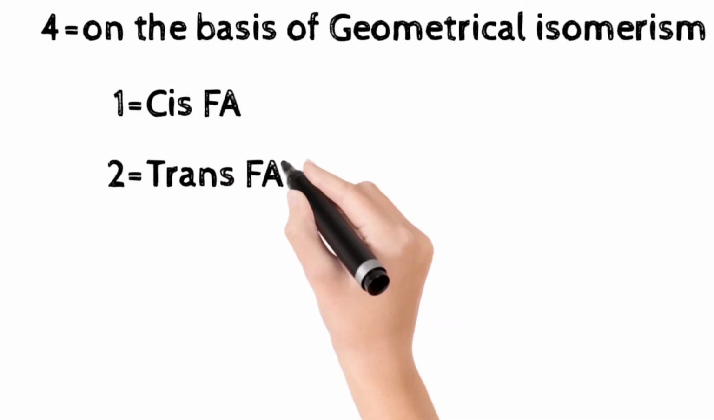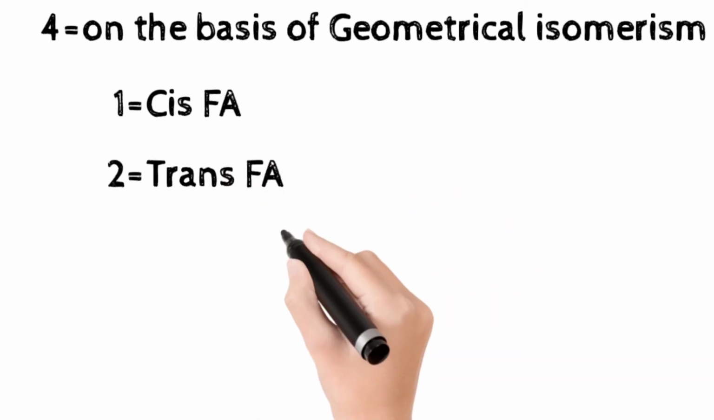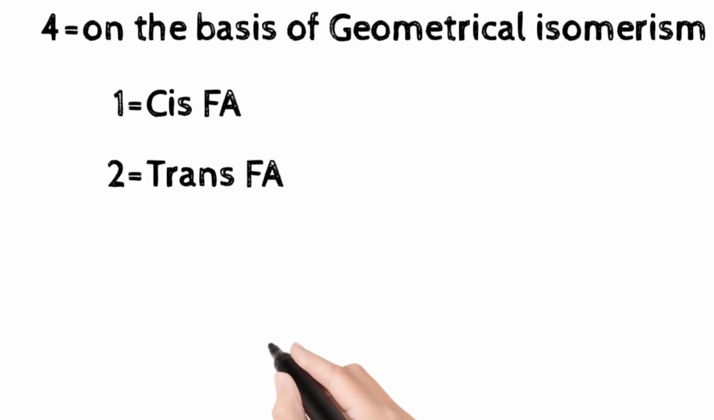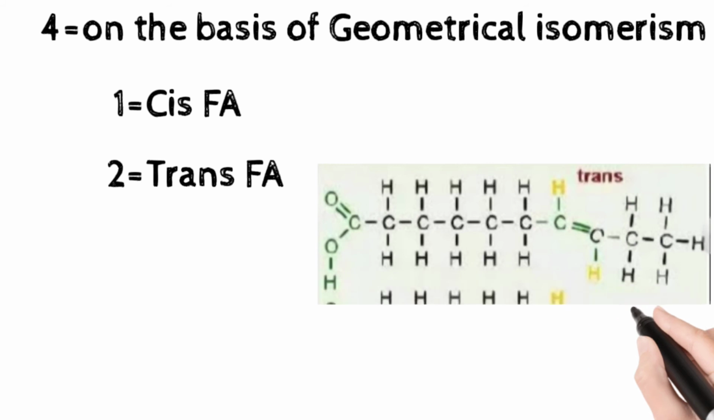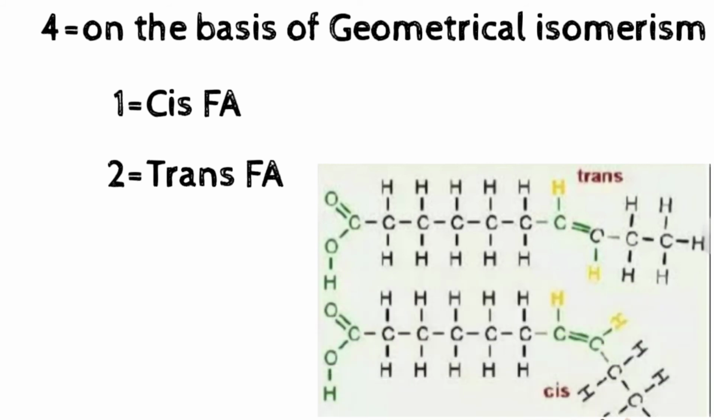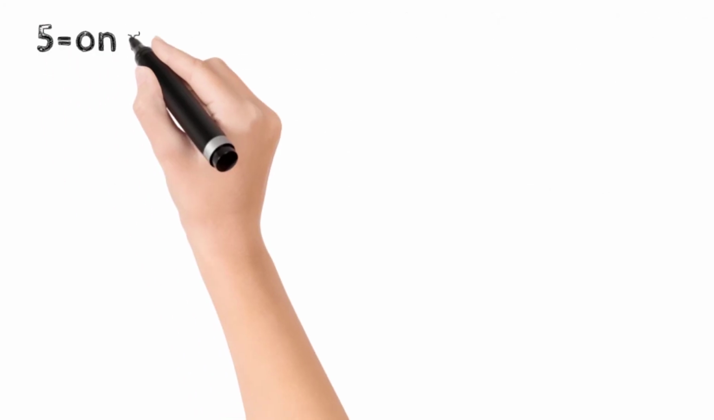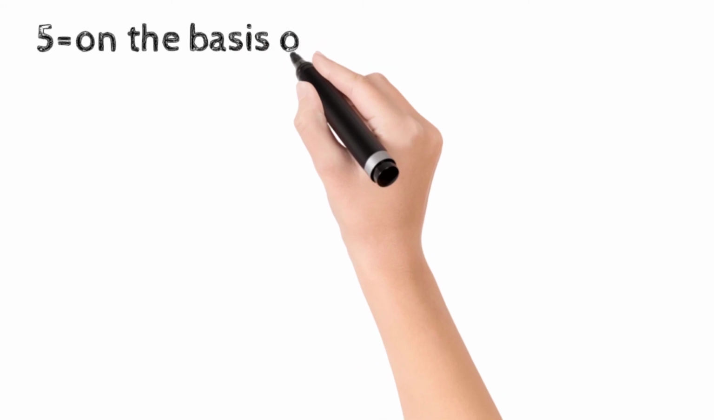Cis fatty acid means those carbon atoms between which a double bond is present. With these carbon atoms, if hydrogen is present on the same side, this is known as cis. If present on opposite sides, this is known as trans. Like here above, in trans the hydrogen is present on opposite sides, in cis on the same side of the carbon in which the double bond is present.